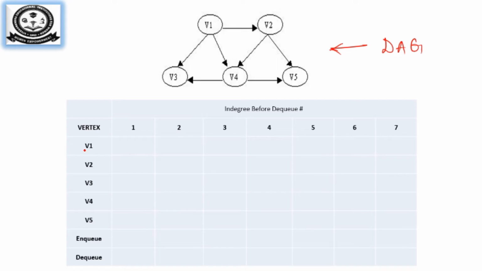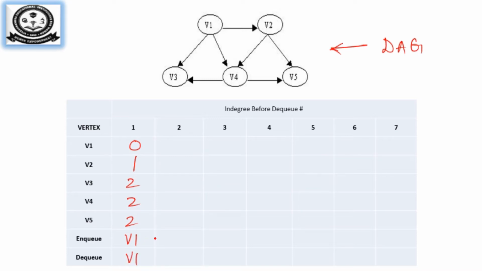So let us calculate the in degree for V1. The in degree is nothing but the number of incoming edges. For V1 it is 0, for V2 you have one incoming edge, for V3 you have two incoming edges, V4 has two incoming edges and V5 has two incoming edges. So here you can see which is having minimum. V1 is having minimum, so V1 is pushed into the queue.